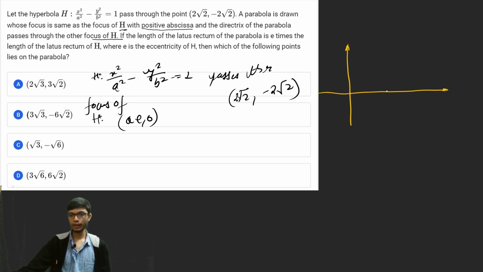You can visualize this as the hyperbola with one focus here and the other focus here. It is saying that the directrix of the parabola passes through the other focus, and the focus of the parabola is one of the foci of the hyperbola, so the parabola is something like this.